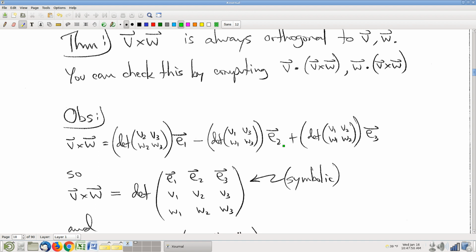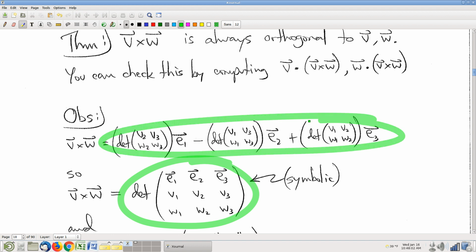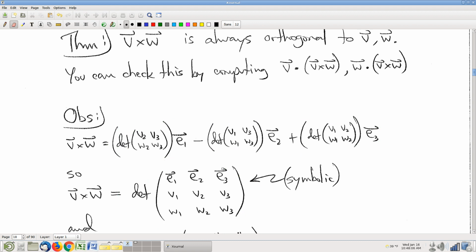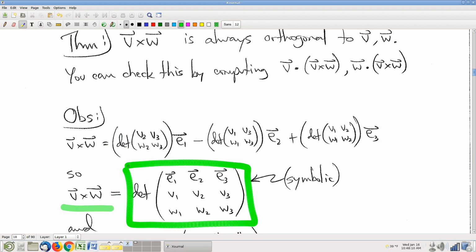Okay, etc. So, it's kind of strange, but if you just write down, based on the symbolic definition of determinant, this determinant, you get exactly this formula, namely you get exactly the cross product. So that's a very weird fact, but a cross product is what I call a symbolic determinant. It's very, very convenient. By the way, I urge y'all to memorize this formula.